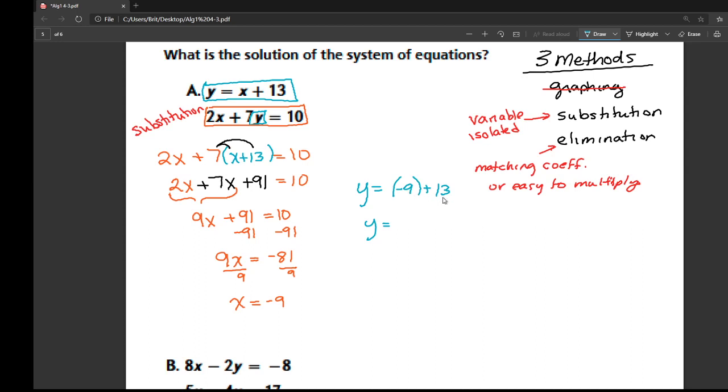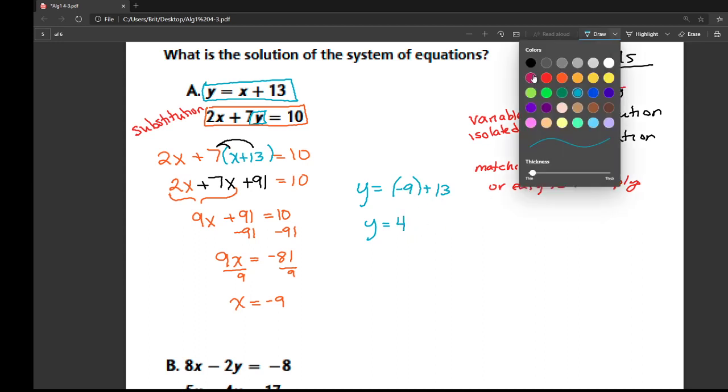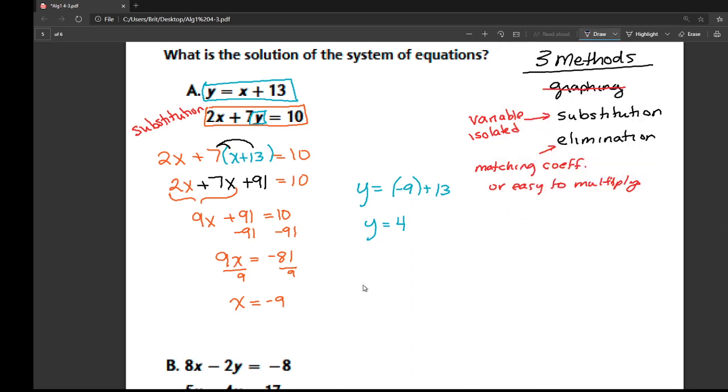So here, negative 9 plus 13 is 4. So my final answer is the ordered pair negative 9, 4. And remember, you have to answer it as an ordered pair because that's where those two lines intersect.